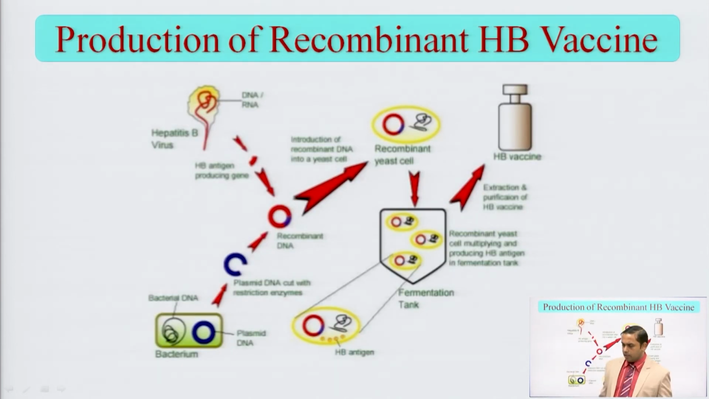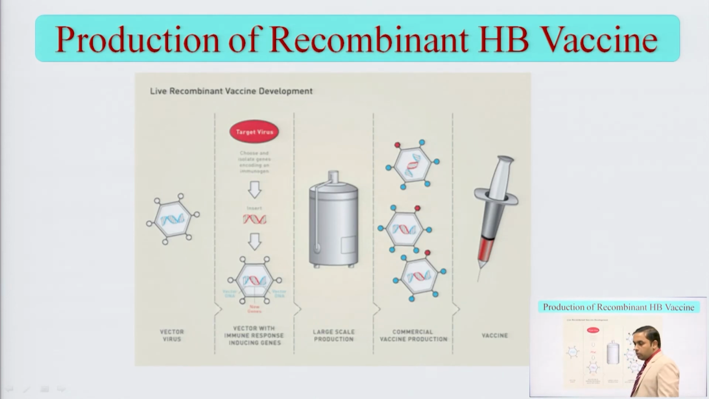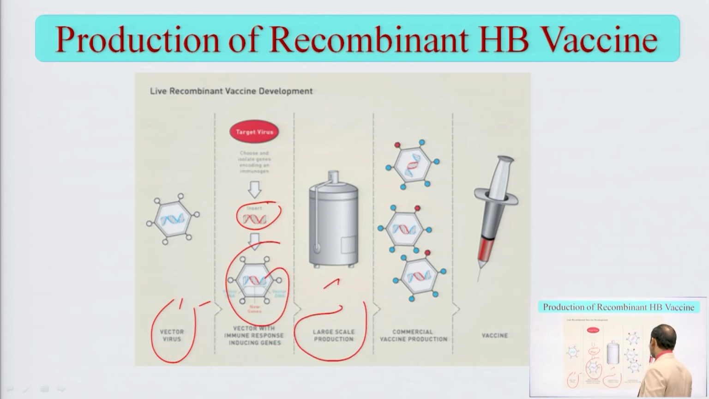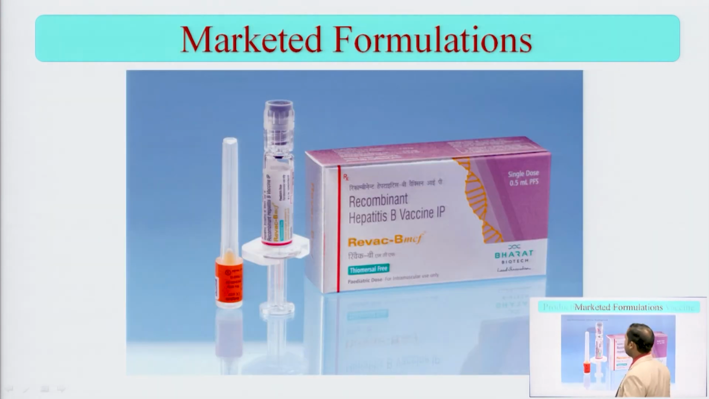Here is the entire process, whatever I have told you, you can see again. So, this is the vector virus. You can also sometimes use the live recombinant vaccine development. Virus target, you have taken that part, you have inserted into the vector, and then you have done some large scale fermentation, and ultimately your commercial vaccine is available. Now, you can do the vaccine. These are the few examples of marketed formulation.